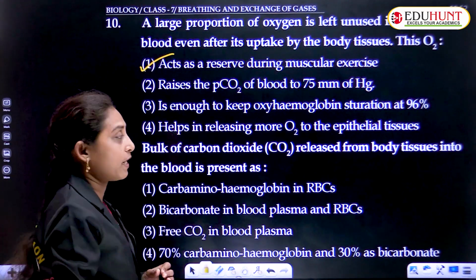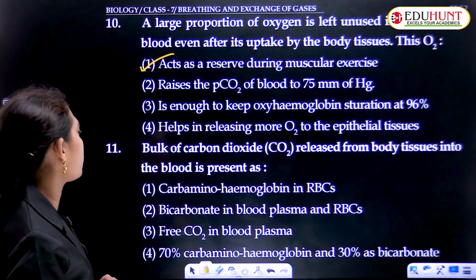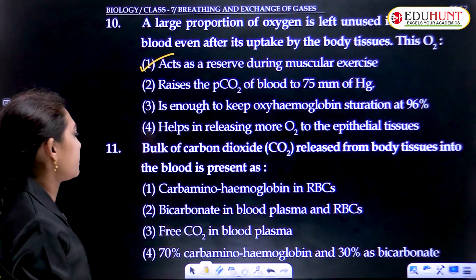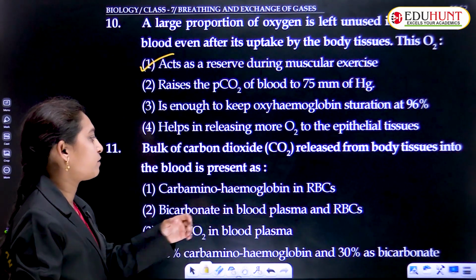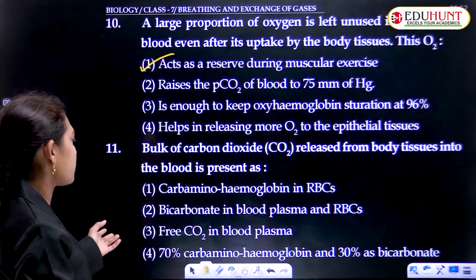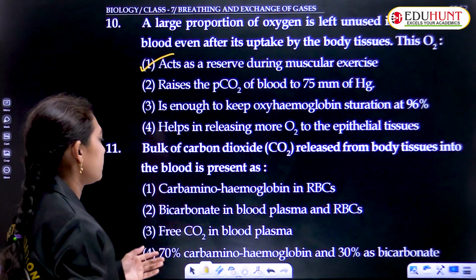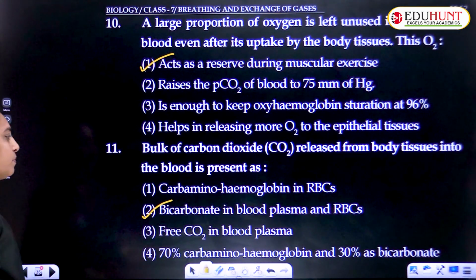Bulk of carbon dioxide released from body tissues into the blood is present as carbaminohemoglobin, bicarbonates in blood plasma and RBCs, or free CO2 in blood. 70% is bicarbonates and 30% is carbaminohemoglobin. So the correct option is bicarbonate in blood plasma.